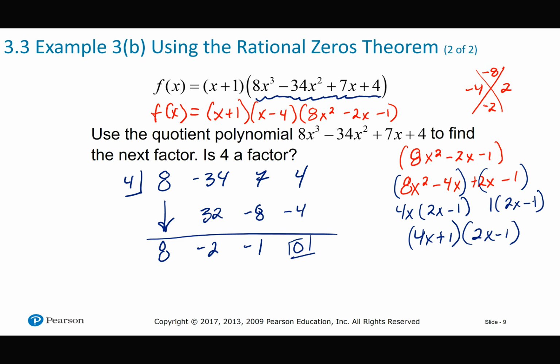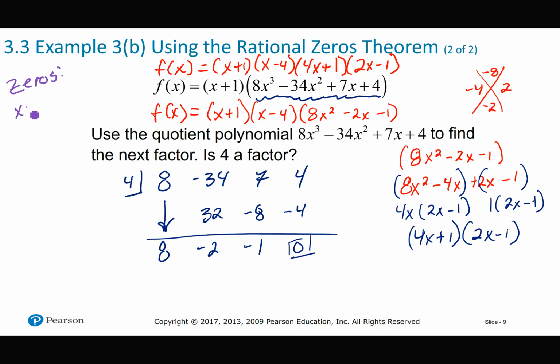Okay, so now my polynomial f of x in factored form becomes x plus 1, x minus 4, 4x plus 1, 2x minus 1. So now I have all the factors of that initial polynomial that I was working with. And let's look at what these zeros would be.